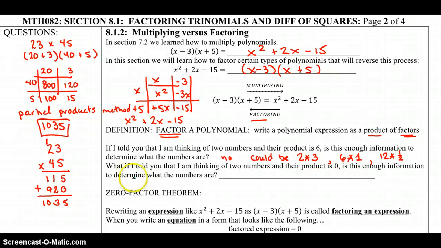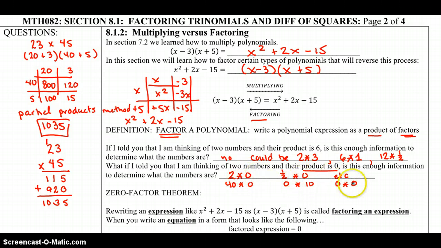But what if I told you that I'm thinking of two numbers and their product is 0? Is this enough information to determine what the numbers are? So again, push pause and think for a few minutes and then unpause. Well, in this case, if you write down some things whose product is 0, you might think of 2 times 0, or 40 times 0, or a half times 0, or 0 times 10, etc. So there's not only one pair that will give us a product of 0. Let's put this one in here too, 0 times 0.